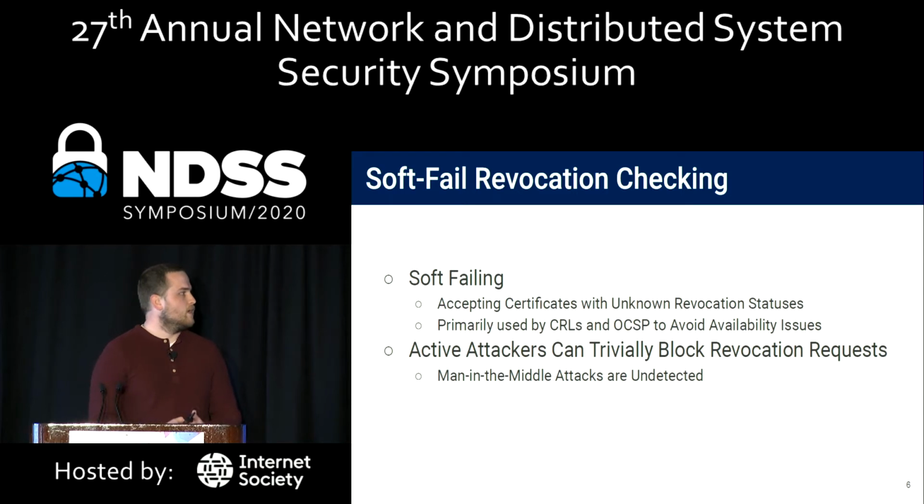The second primary concern for these traditional implementations is what's known as soft failing. Soft failing is simply accepting certificates with unknown revocation statuses as being valid or not revoked. This is primarily used by CRLs and OCSP to avoid availability issues, so that if a revocation responder goes down, it does not take down all of the dependent websites as well. However, an attacker in position to conduct a man-in-the-middle attack can trivially block revocation requests, thus leaving those attacks undetected.